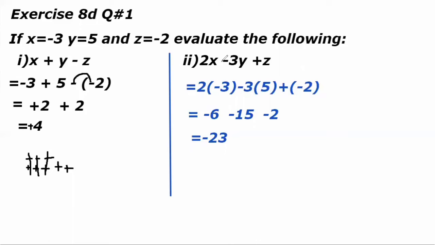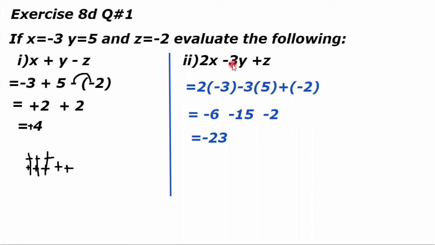Next is 2x minus 3y plus z. Now 2x means 2 times x, minus 3y means 3 times y, plus z. In the next step, we will put the numbers instead of variables. X, y and z are the variables. You can see we will write 2 as it is, and in place of x, we will put the value of x, which is negative 3. Now 2 times x means 2 times negative 3. Next is the negative sign; we copy it down from the above step. 3, copy down from the above step. The value of y, which is 5, will be written inside the parentheses.